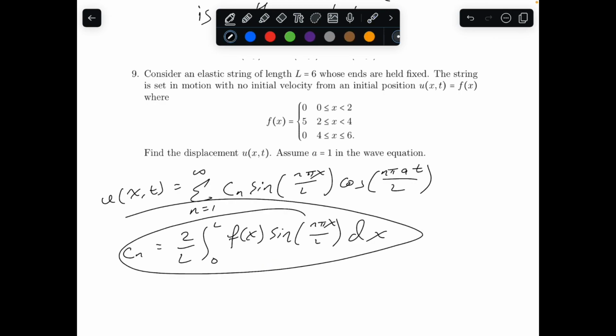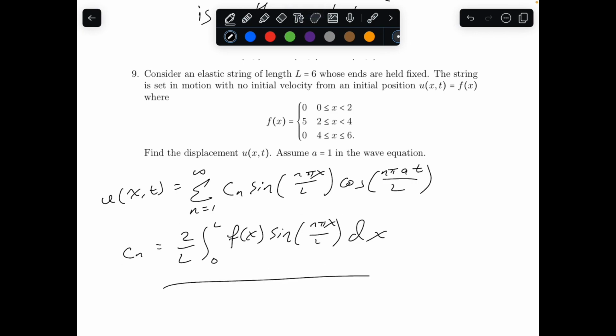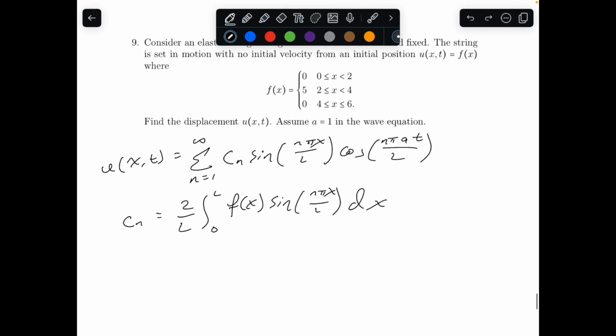So in the previous one, that was there to give you a hint that it's for the Fourier sine series. And this one, this is just computation. So what is our L in this case, and what is our A? So A is equal to 1, so I'm just going to delete the A out of that thing.